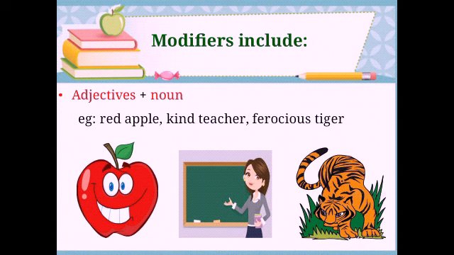Adjectives plus noun. Now tell me what an adjective is. Yes, it is a describing word about the noun. It describes the noun. Right. Example, red apple. It is a noun phrase. And what is the adjective there? Red is the adjective plus the noun, which is apple.